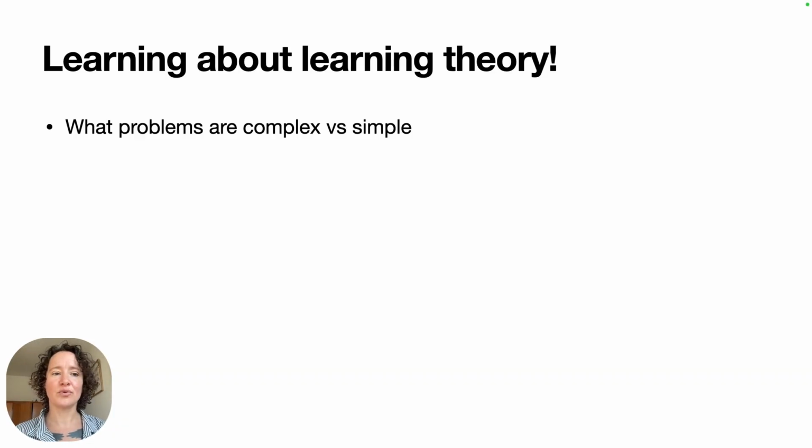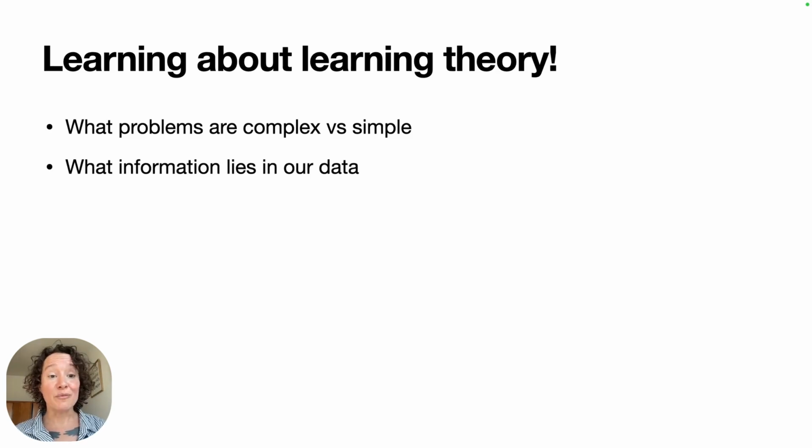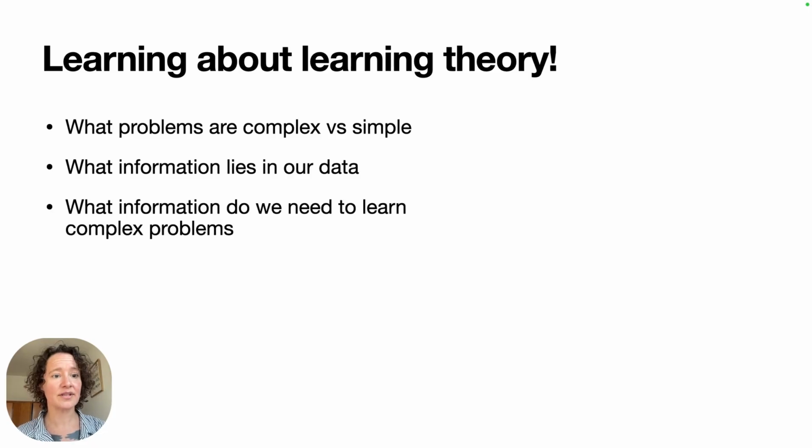So what problems are complex versus simple? And this again relates to information theory because complexity and information go together. What information lies in our data? Do we have enough information in the data that we're collecting to actually learn what we want to learn? This is important for us to think about, reason about, and also do something about.